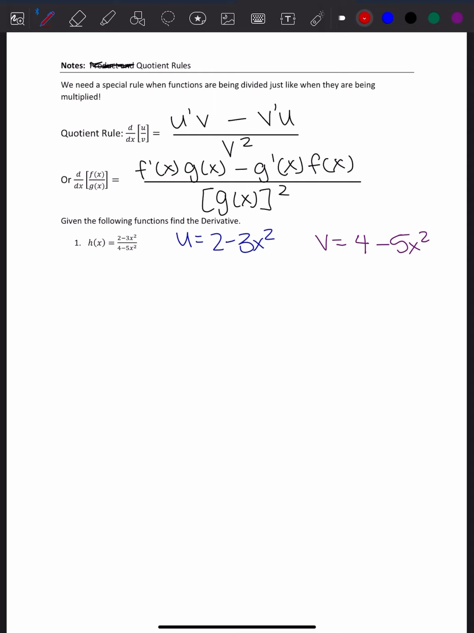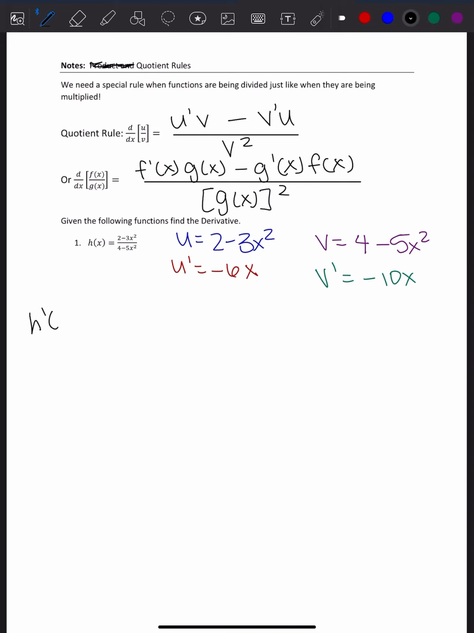And just like last time, we need our primed versions of these, so we are going to go ahead and take that derivative. So u prime: 2 is a constant number, so that is gone. We have negative 3x squared. We can use power rule on that, so 2 times negative 3 is negative 6, x to the first power. Similarly, we have v prime. The derivative of 4 is 0, and the derivative of negative 5x squared is negative 10x. So we're going to go ahead and put these together.